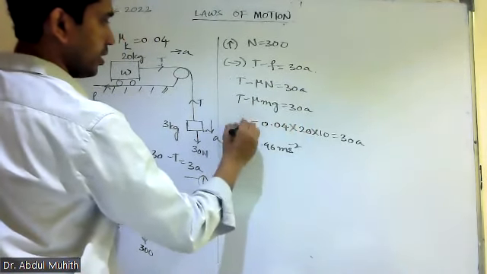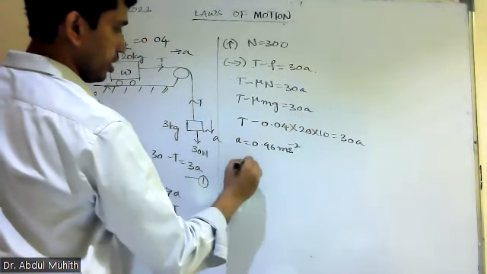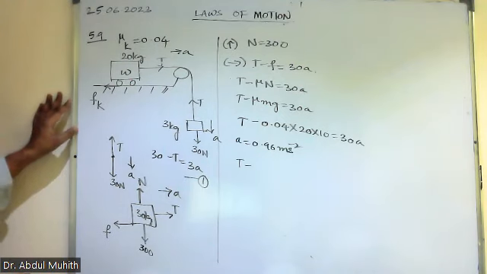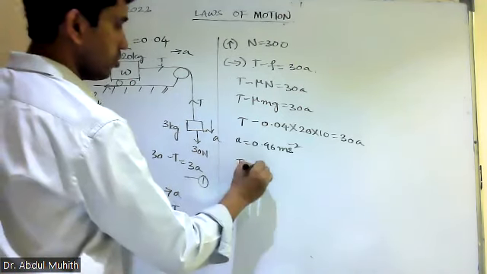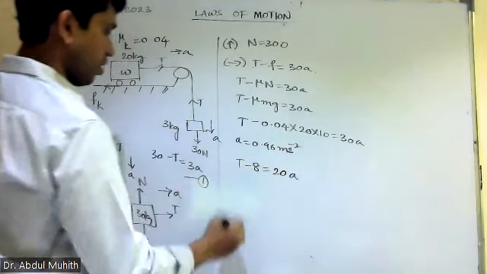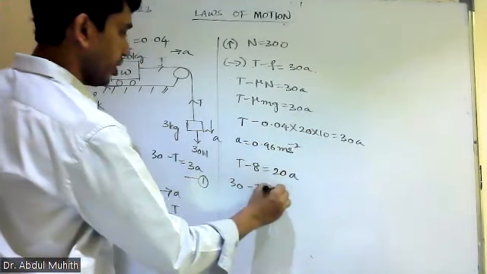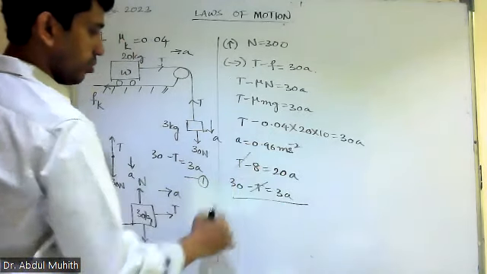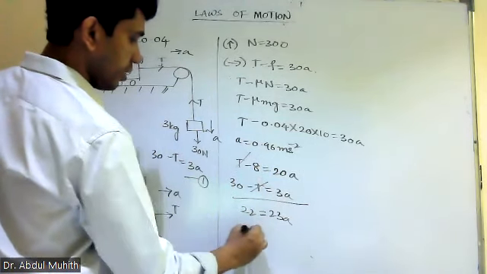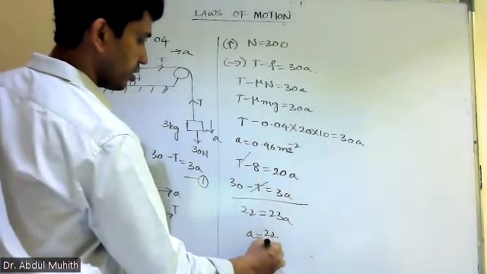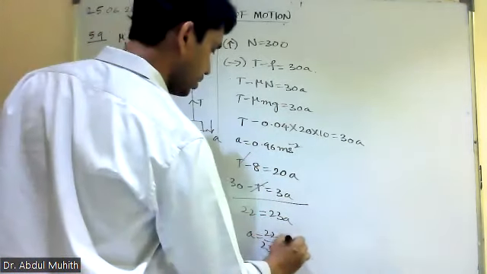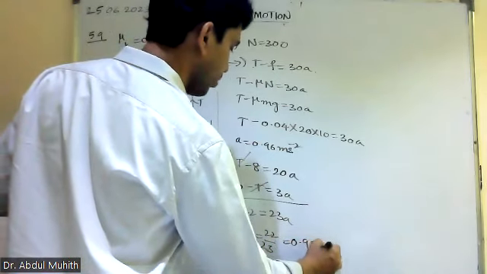We'll write T here. T minus 8 is equal to 20A, and 30 minus T is equal to 3A. This and this will go away. 22 equal to 23A. A is equal to 22 by 23, which is equal to 0.96 meter per second square.